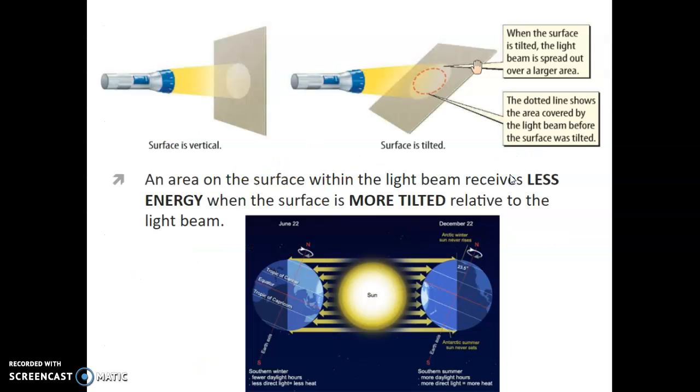So if you look at the top pictures, you'll see that an area on the surface within the light beam receives less energy when the surface is more tilted relative to the beam. So there's a vertical surface, and you get a nice round but very strong concentration of light. And then when you tilt it, you expand where the light hits, but it's not as strong. So you can see that on the diagram below, where the sun is hitting directly on, near the equator at the Tropic of Cancer, and it's hitting more indirectly up at the top. So it gets a lot less energy.